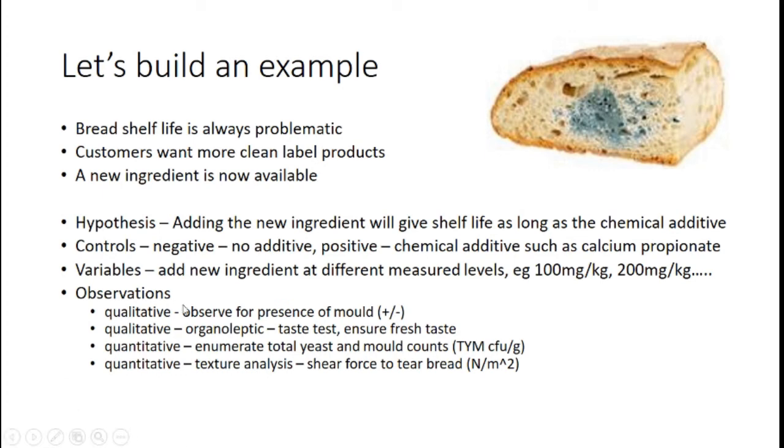Or it could be quantitative, enumerating total yeast and mold counts, or doing quantitative, let's say, texture analysis. How much shear force is necessary to tear that bread? If reducing staling is part of the chemical additive's attributes. So there's a good example of how we're doing some experimental design in food products, and again, using a very deliberate approach to thinking through the minor details for successful design.